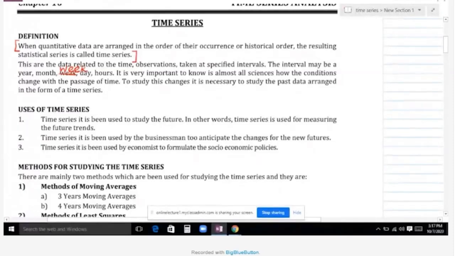Week, day, hours, है ना? But out of this, the preferable is always the year. When we consider the time interval, है कि नहीं? The time interval is preferably taken to be the year.